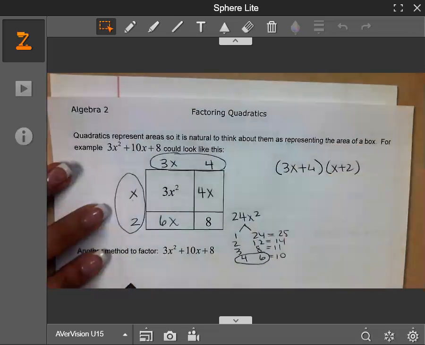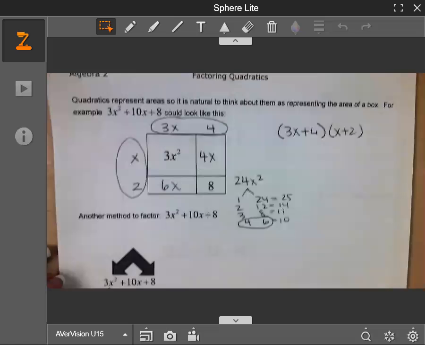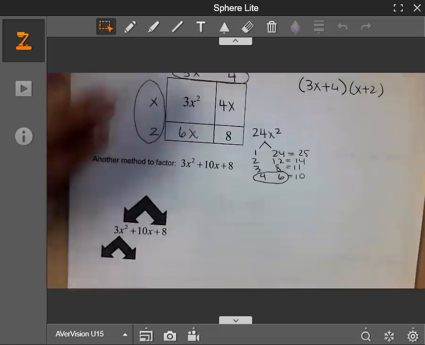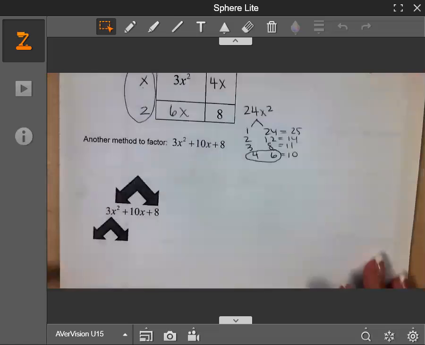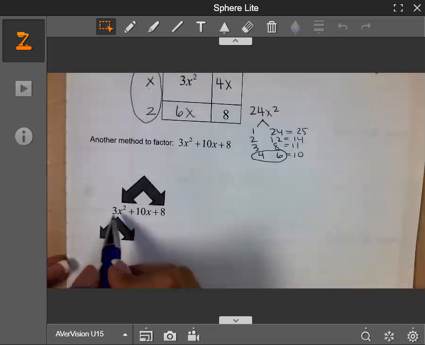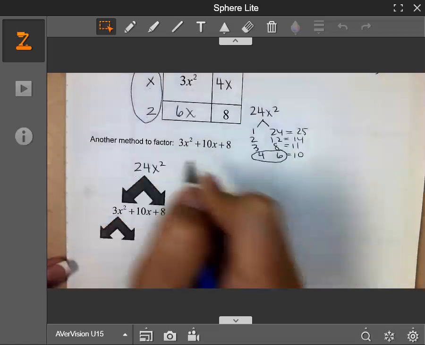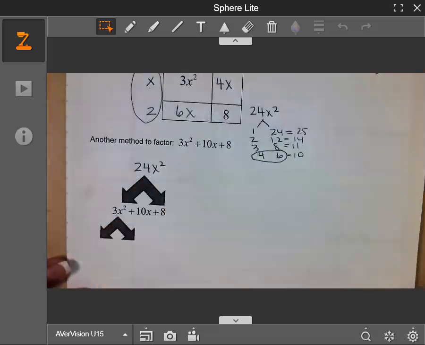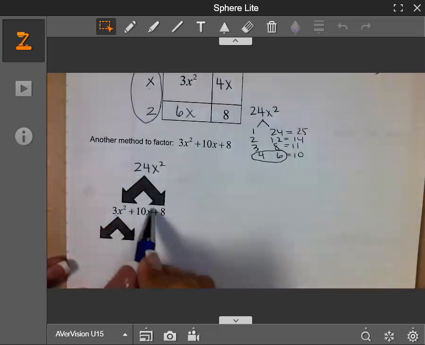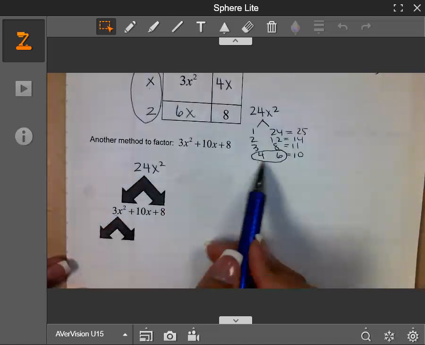That's the box method. You may have learned this other method in Algebra 1, the rooftop, so we'll talk about that one next. With rooftop, you still multiply that first term and that last term, so that's 24x squared. And we're still looking for what adds to be this middle term, so it's still going to be this 4 and 6 since we use the same one.